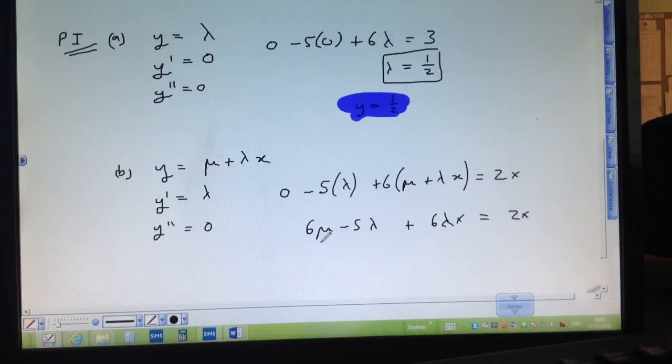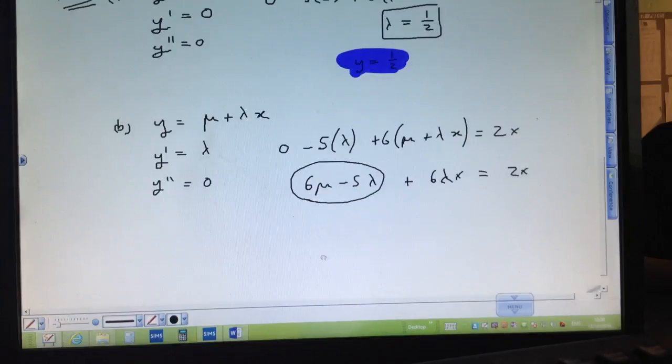Okay? Right, what do I know that this must equal? 0, because there's no constant bit here. So the first of my simultaneous equations, if I'm going to need them, and I won't need them for this probably, but generally, as it gets harder, you will. So 6 mu minus 5 lambda is equal to 0, and that brings the second one, which is 6 lambda is equal to 2, and therefore lambda must equal a third.